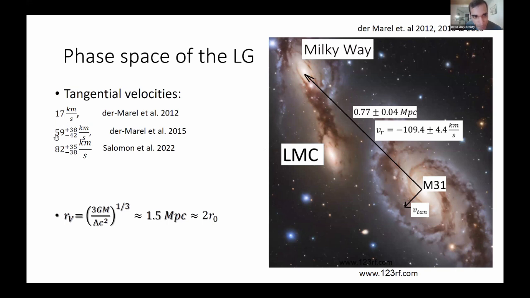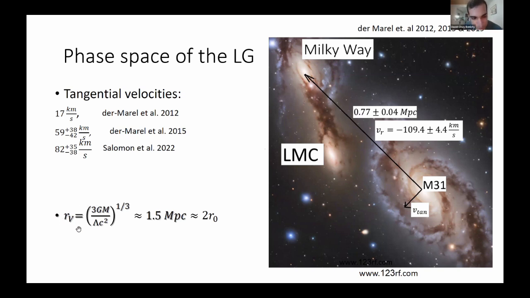But I mean, the combined estimation is about 60, but the errors are pretty big. Okay, so we also have detailed knowledge about the tangential velocity. Now, what I told you about the cosmological constant, if you recall, this is the distance. If I have a system that is spherically symmetric or nearly spherically symmetric, like the Milky Way and Andromeda, I have a paper about it, but I'm not going to discuss it.